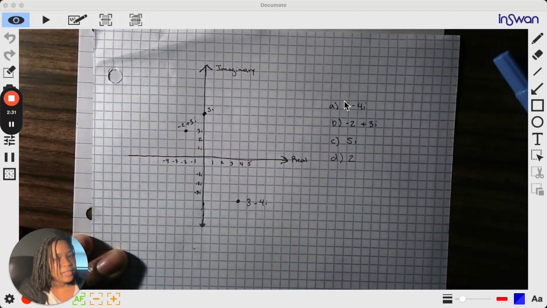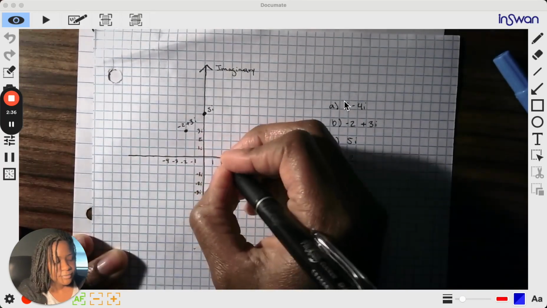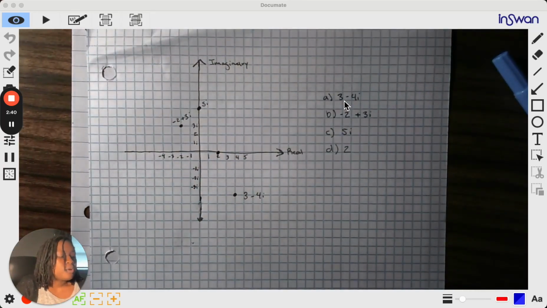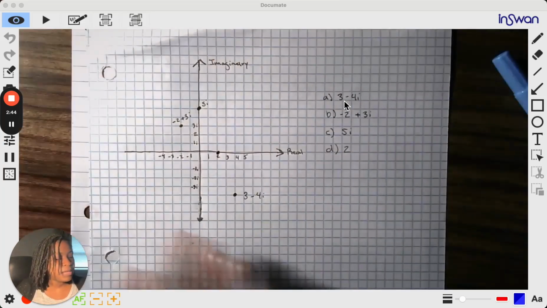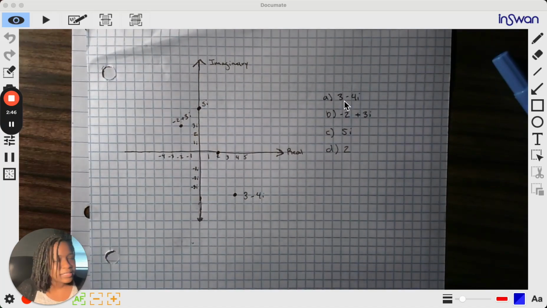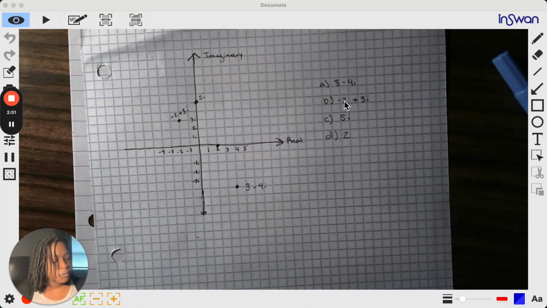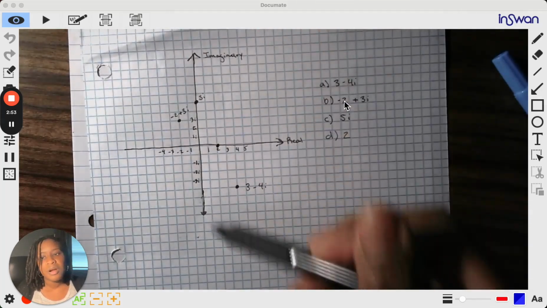All right. And then the last one, 2. Where should I plot 2? Right here. So when we're using the complex numbers, there is also something called the complex plane, and it does not need to be intimidating. The x-axis is still reals like we usually do, but the y-axis is now turned into our imaginary axis when we plot them.